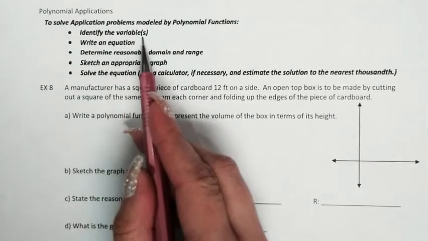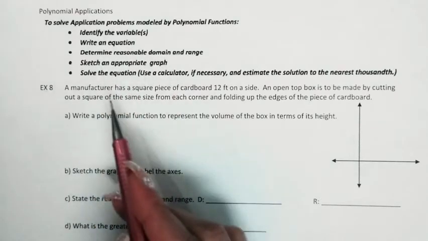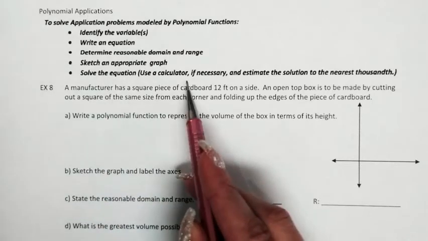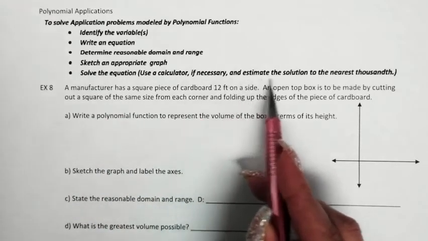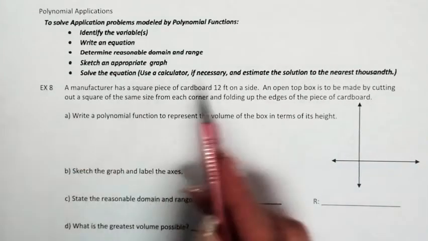So to solve problems regarding application of polynomials, this is what we are going to do. First, you need to identify the variables, write an equation, determine the reasonable domain, sketch the appropriate graph, solve the equation. Maybe you need a calculator, and if necessary you need to estimate your solution to the nearest thousandth. Okay, so let's read this problem.